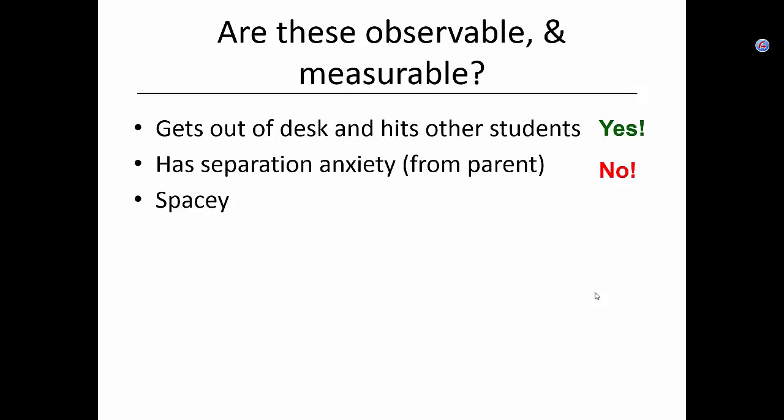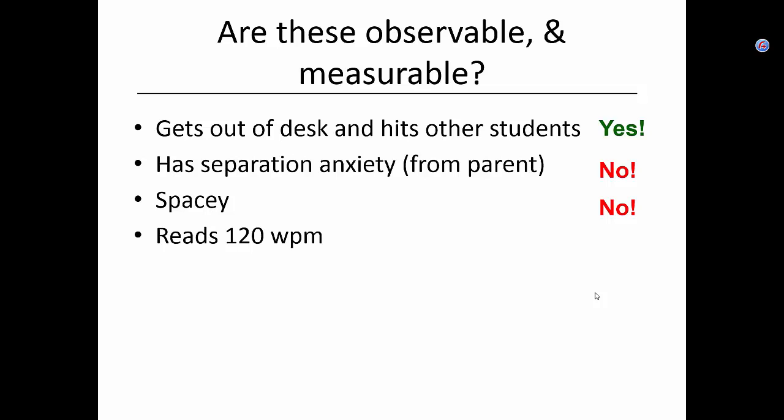Spacey. So we would say no, that is not observable and measurable enough, because your spacey may look different than my spacey. So we again want to get really specific. Well, the student is looking out the window with that glazed over look in their eyes, and they're not paying attention to instruction, whether it's from the student or the teacher, or whether it's working on a worksheet. We want to get really specific about what is spacey, so that we can be more clear and consistent in measuring whether or not it's occurring. All right, the next one.